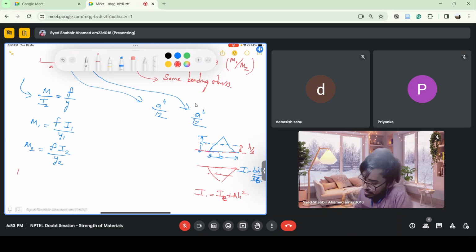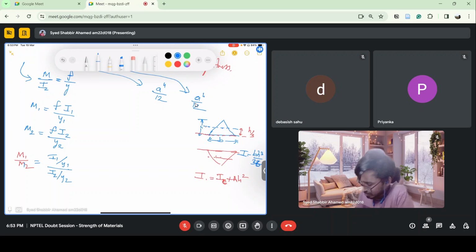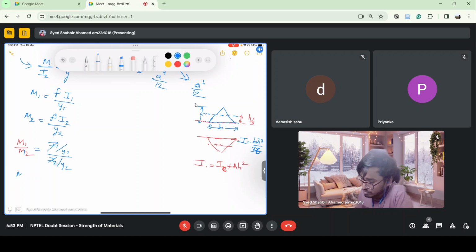So I'll take the ratio of M1 by M2, which is equal to F is the same, everything is the same, so I1 by Y1 and I2 by Y2. So I is a power 4 by 12, both are the same, so I'm just taking them out.